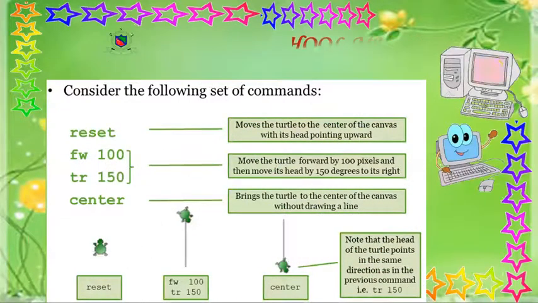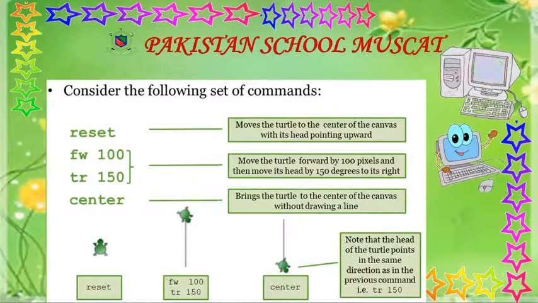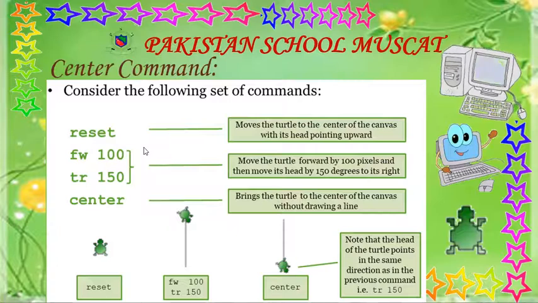And here is the option, an example I have added over here for you. Reset means to make your turtle go to the start point. Whichever direction you have written, it will bring it to the starting point. FW 100, and then TR 150, and then bringing your turtle back into the center one. How can you carry that out?